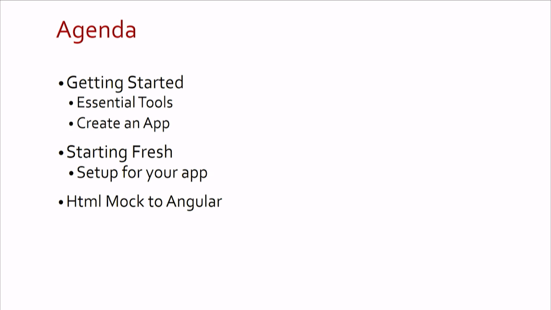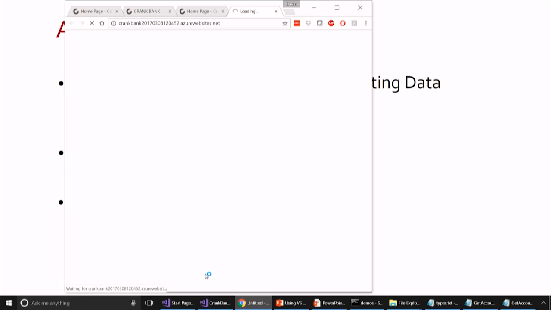As a whole, we've covered an awful lot of ground in this particular session. We showed how we could get started with some essential tools. We showed how you could refresh the template and actually start with a pretty clean environment. We've shown how you can take HTML mocks and bring them across into Angular. And we've shown how you can incorporate data services. And of course, here we go. My publish has just succeeded, and it's bringing up the application in Azure.